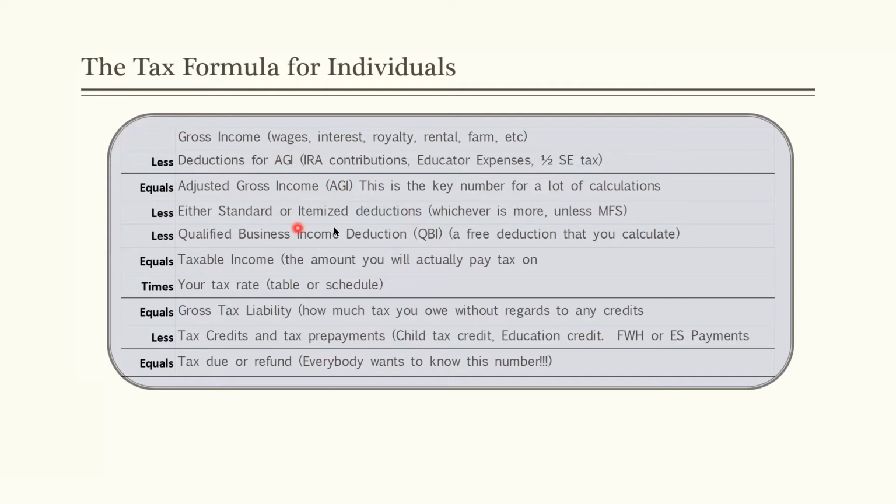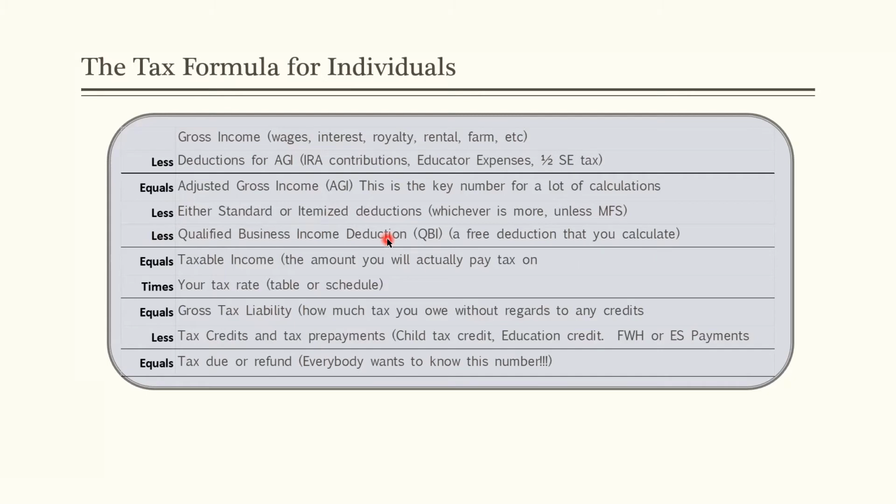And from your AGI, we subtract either the standard or the itemized deductions. And we're going to talk a lot about these here in the next few videos, whichever is more. You get the larger of the two. You don't get both. You get one or the other, and you always take the biggest one with a few limited exceptions. And then we subtract qualified business income deduction.